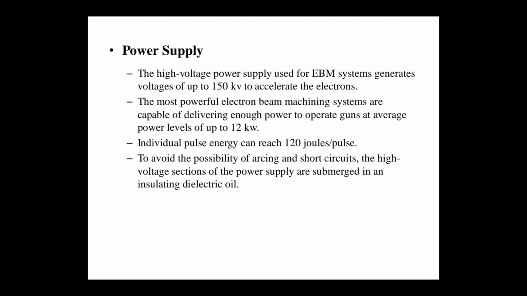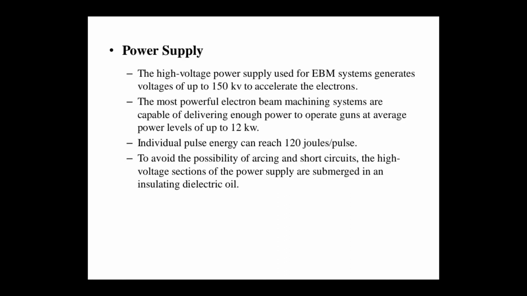Now the second component, that is the power supply. So for EBM, a high voltage power supply is used. A voltage of up to 150 kilovolt is required to accelerate the electrons. The most powerful electron beam machining systems are capable of delivering enough power to operate guns at an average power level of up to 12 kilowatt. Individual pulse energy can reach 120 joules per pulse.